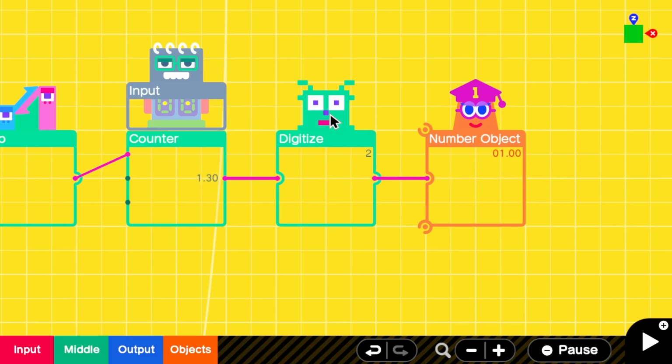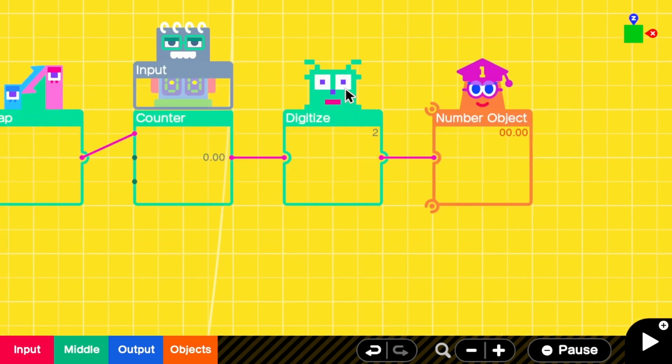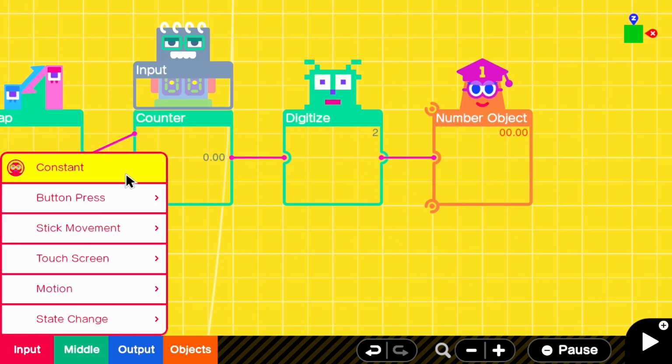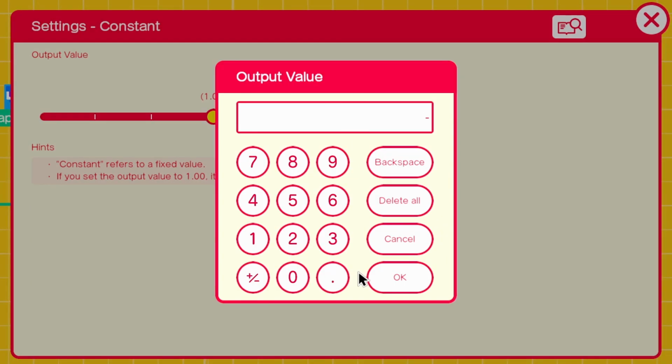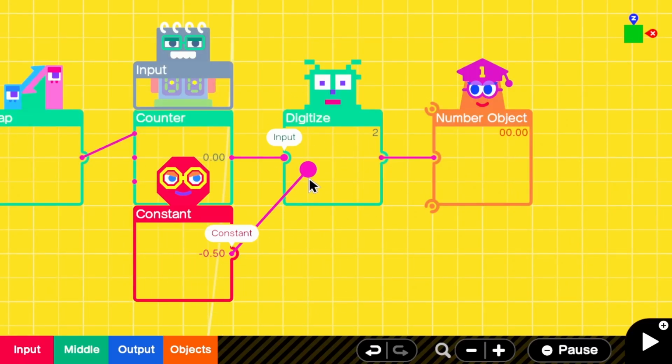And with just the raw digitize with the stage 2 setting, you can see that it basically just rounds up or down to whichever number is closest. But this is actually not the only type of rounding that we can do with the digitize. The second type of rounding that we can do here is rounding down. And it's actually very simple to implement. Here we just take our original digitize node, take a constant, set it to negative 0.5, and there we go.